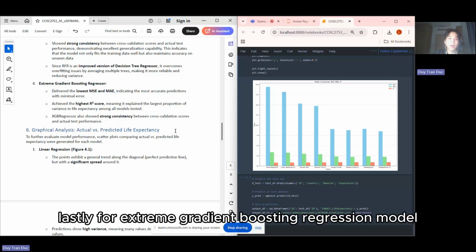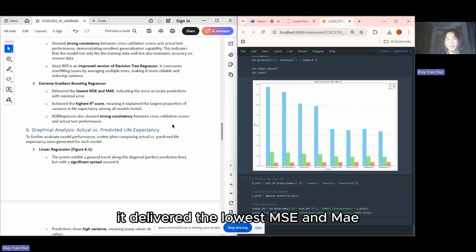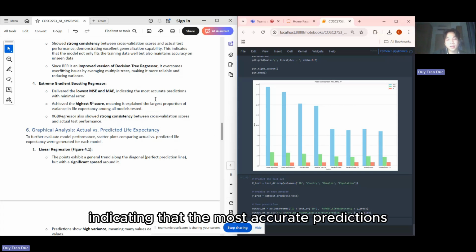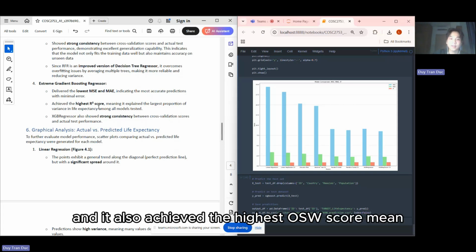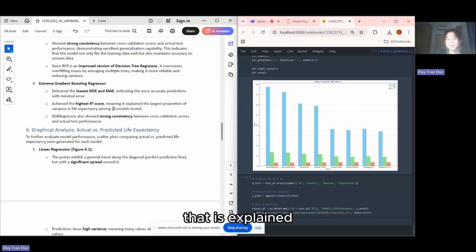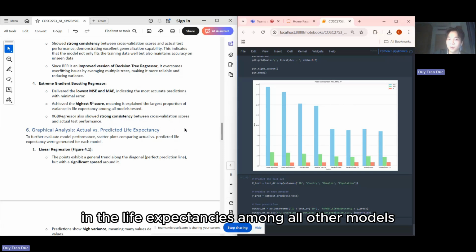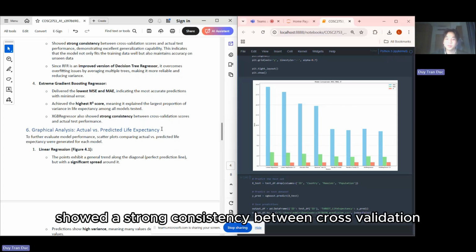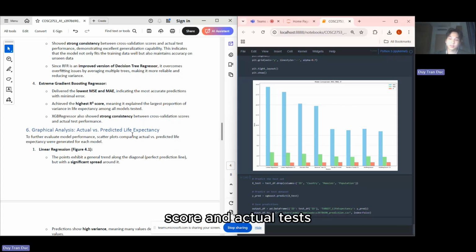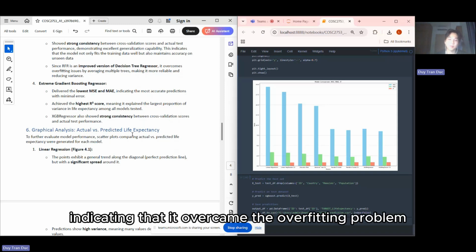Lastly, the extreme gradient boosting regressor model delivered the lowest MSE and MAE, indicating the most accurate predictions with minimal error, and it also achieved the highest R-square score, meaning that it explained the largest proportion of variance in the life expectancies among all the models. And it also showed a strong consistency between cross-validation score and actual test performance, indicating that it overcame the overfitting problem.